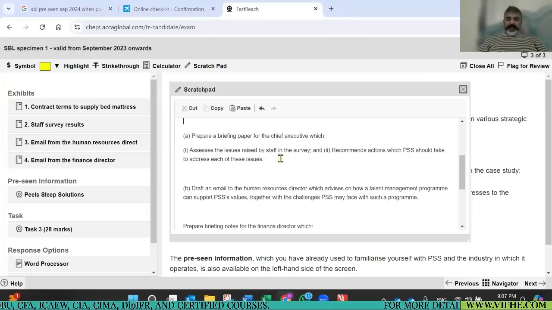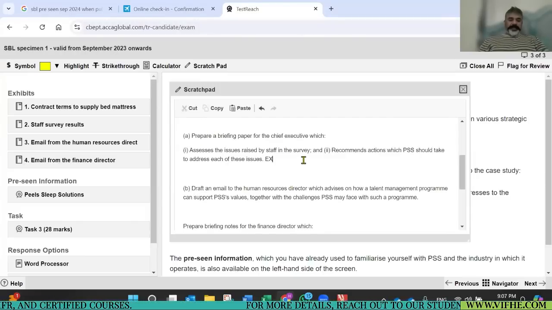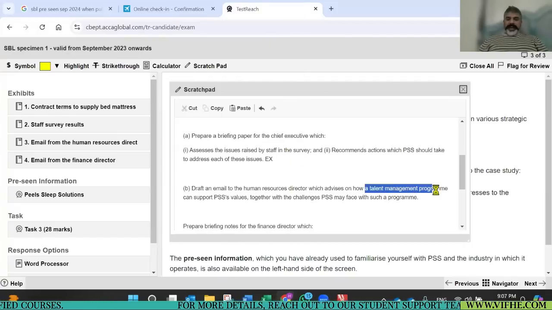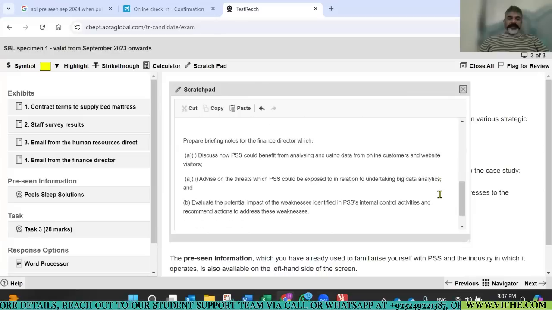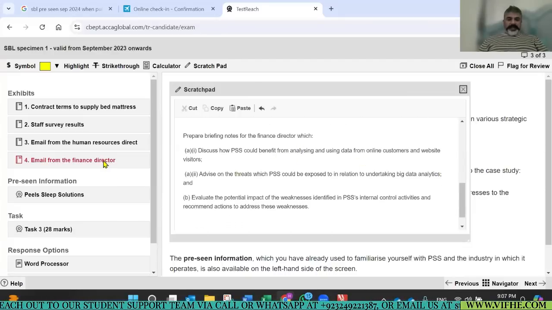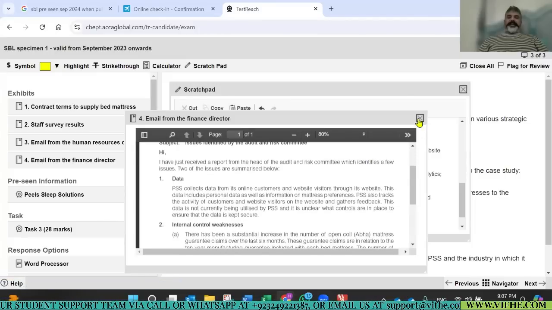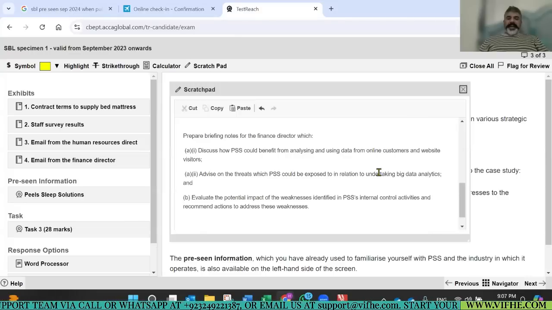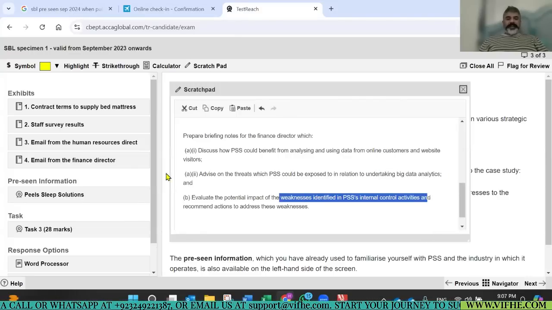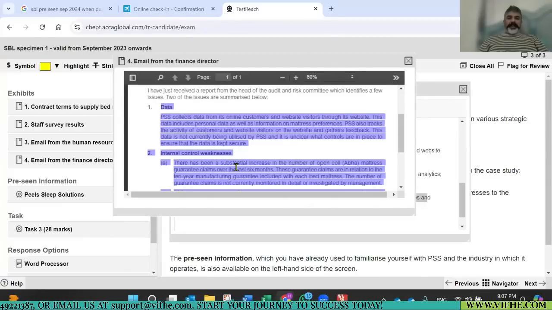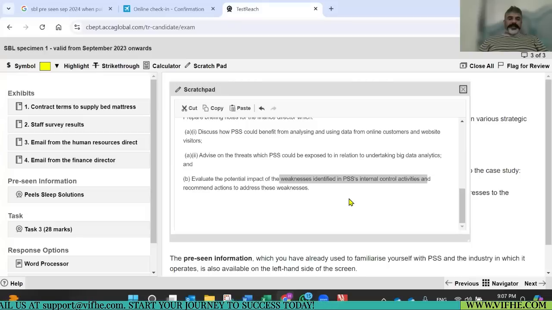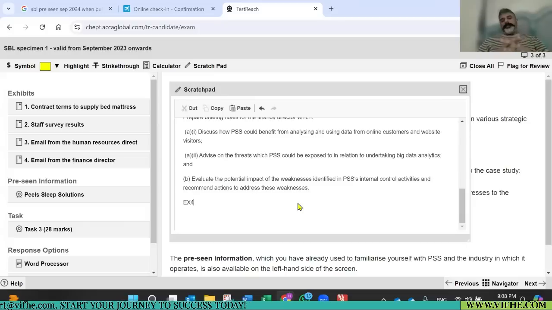Then staff survey. 1A, one is staff survey. Which exhibit? Exhibit 2. And this one is about talent management program by the human resource director. Which exhibit? Exhibit 3. Now, is there any? Yeah. So now data analytics and internal control weaknesses. So if you take a quick look here, this exhibit has something about data and weaknesses. So I know that question number 3 is all about exhibit 4.